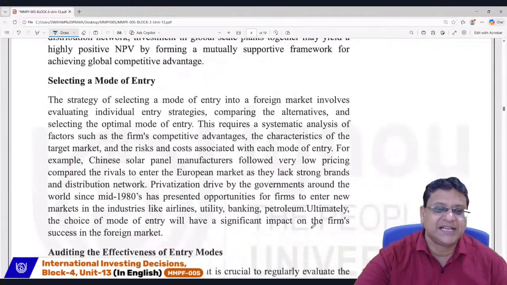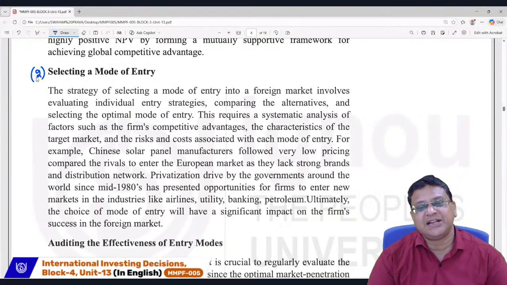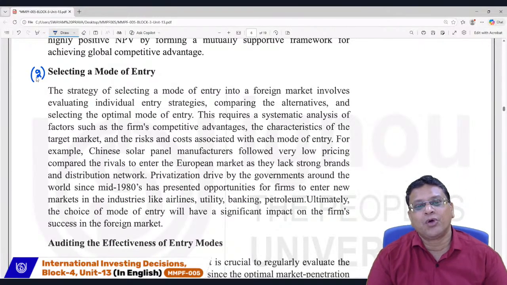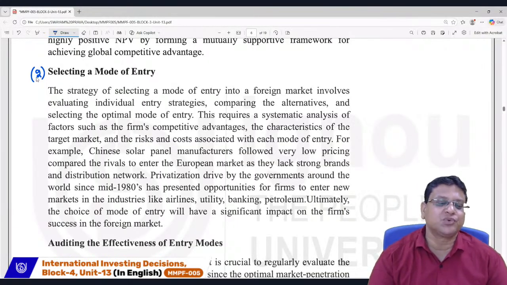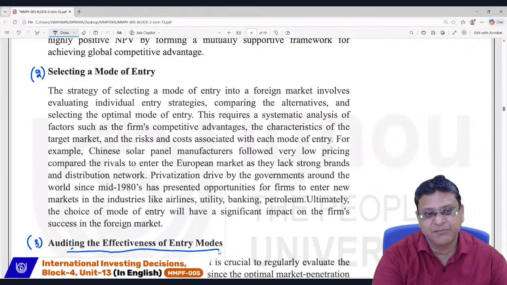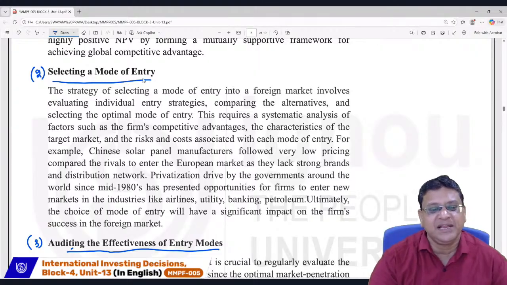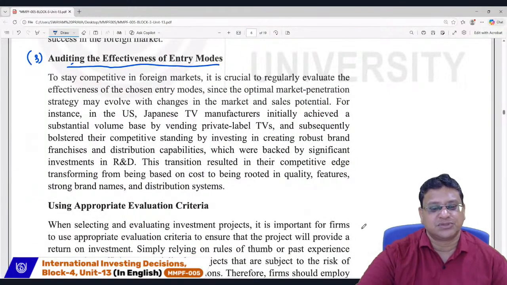The second element is selecting the mode of entry. Once you decide the first element, next you have to decide the mode of entry. What will be my mode of entry? The mode of entry into a foreign market may be direct export or through contractual basis, like licensing and franchising. We will discuss all those things. What type of entry should you select? Before deciding the entry, you have to audit the effectiveness of entry modes.